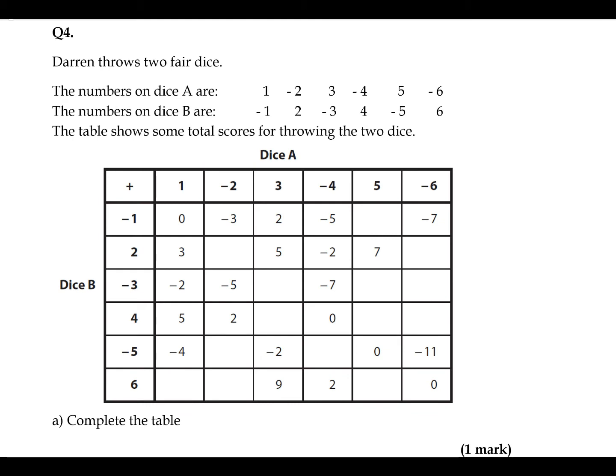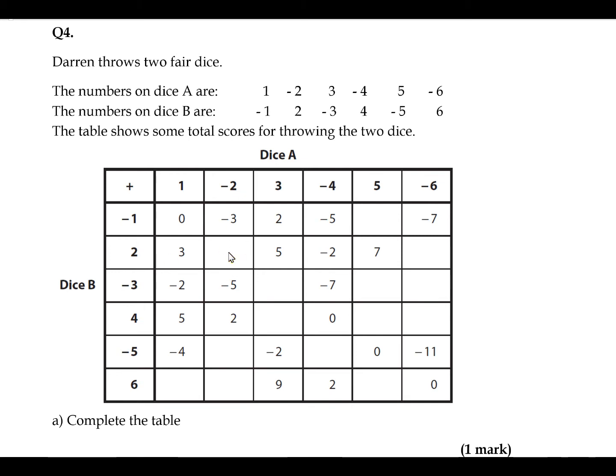Question 4. Darren throws 2 fair dice. The numbers on dice A are 1, minus 2, 3, minus 4, 5 and minus 6. And the numbers on dice B are minus 1, 2, minus 3, 4, minus 5 and 6. The table shows some of the total scores for throwing the dice. So they've filled in some of them for you. So for example, 2 plus 1 is 3, minus 1 plus 1 is 0. And for 1 mark, they need us to complete the table.